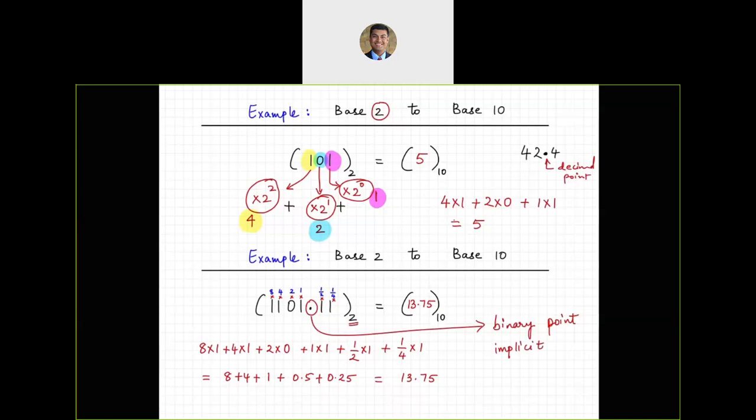So it's implicit. When you look at it in terms of a digital device like a computer, there will not be a point stored in one of the locations, in one of the bits. So that binary point is an implicit number. It's not explicitly part of the number itself. So we use a different sort of representation to represent that binary point. So it's implicit is what I want you to know right now, and it's called binary point. Okay, let's move on here.